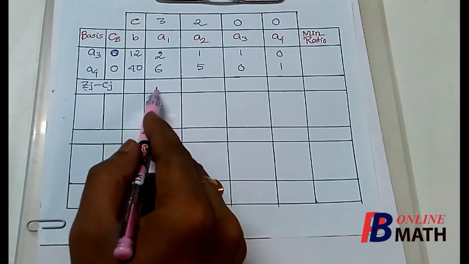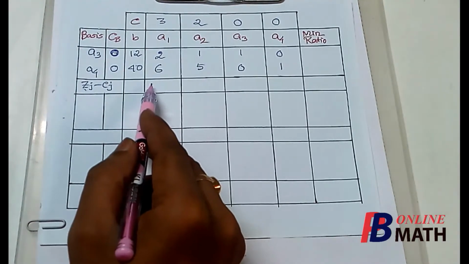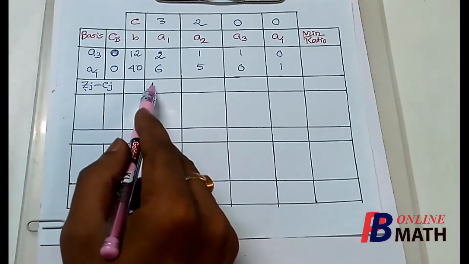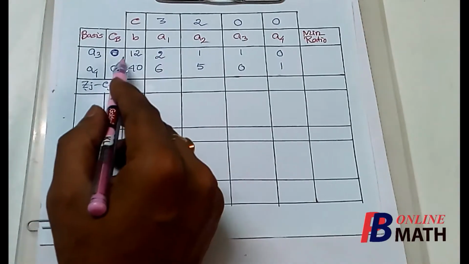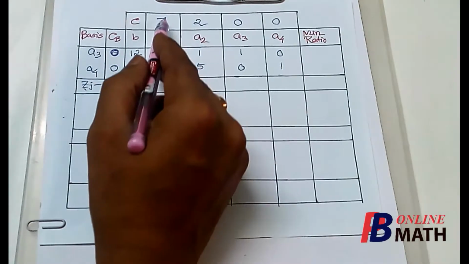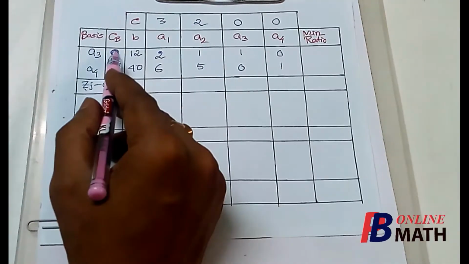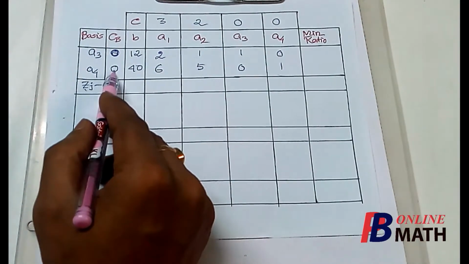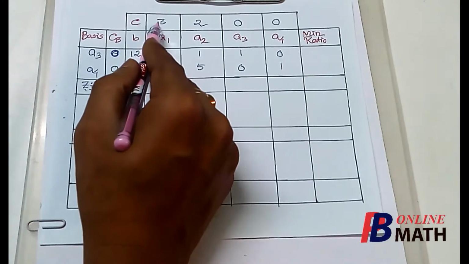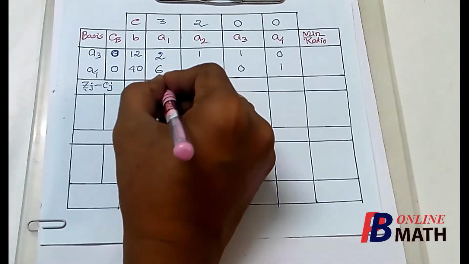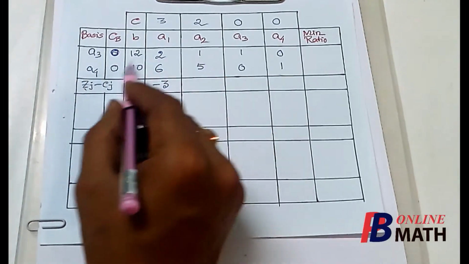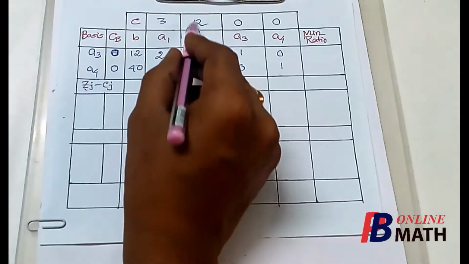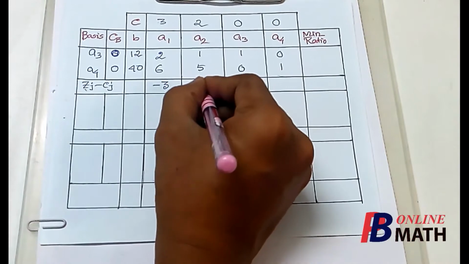First we find this value. Now the rule is that Zj minus Cj is the cost vector multiplied by the coefficient vector minus this cost value. So it will be 0 into 2 plus 0 into 6 minus 3, which is minus 3. Next this one: 0 into 1 plus 0 into 5 minus 2. So this is minus 2.